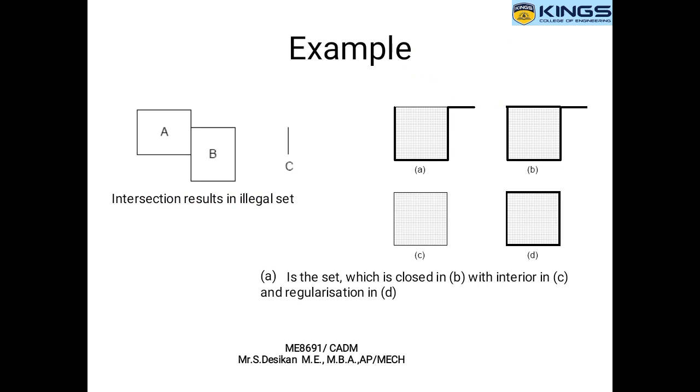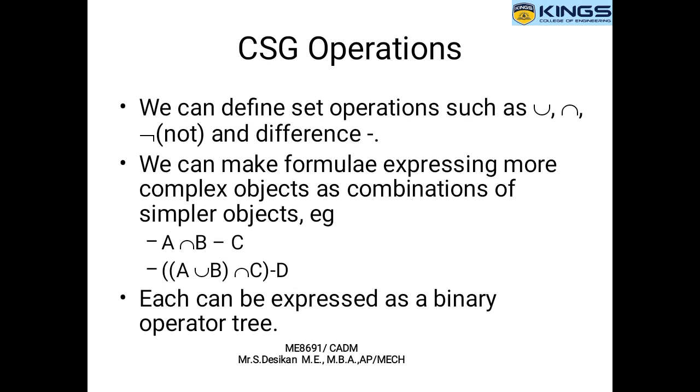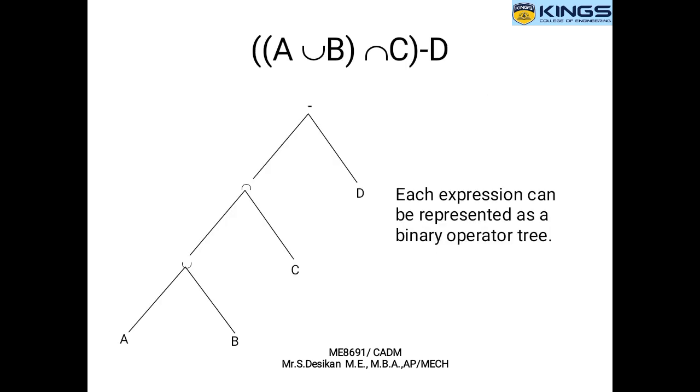In constructive solid geometry, we have a set which is closed with interior and regularization as mentioned above. So the CSG operation, how the constructive solid geometry operation is done in difference with regular operation, that is A union B intersection C minus D, is expressed in a binary tree. This is the simple expression of a binary tree. The equation is given above.